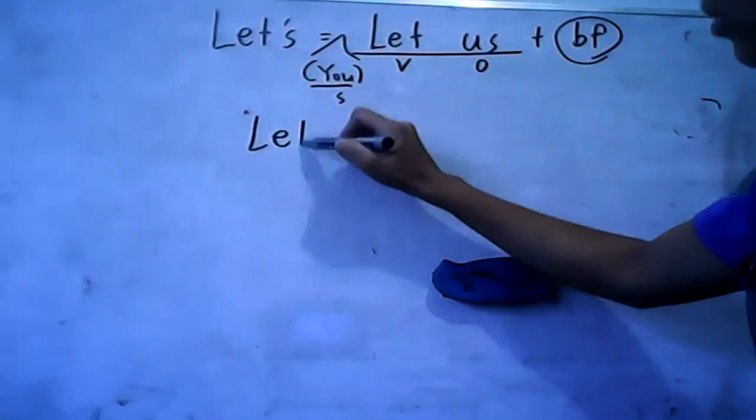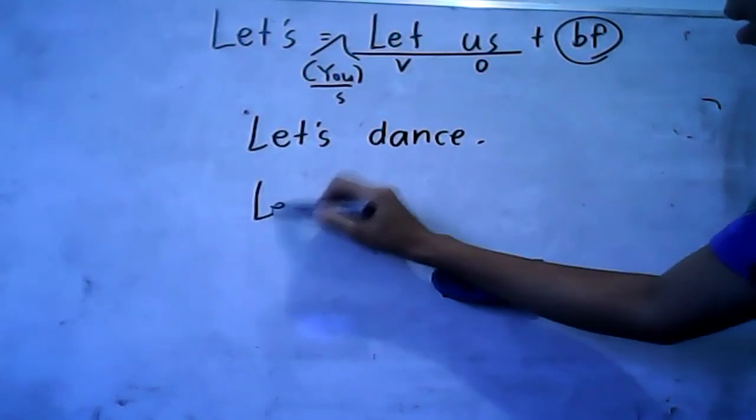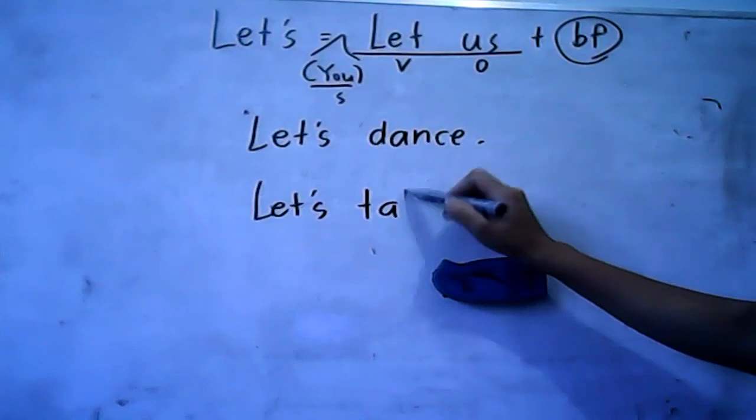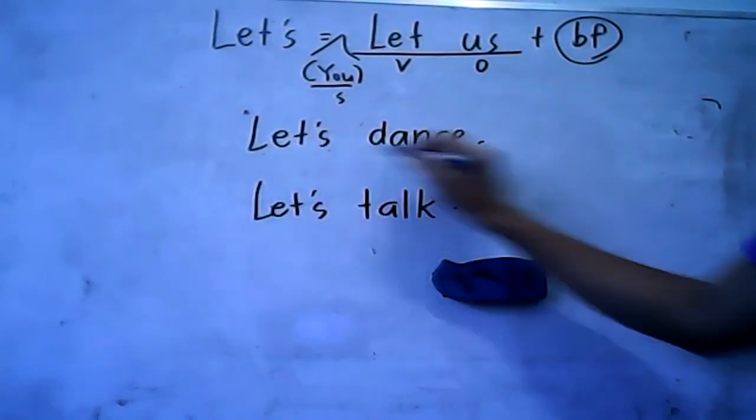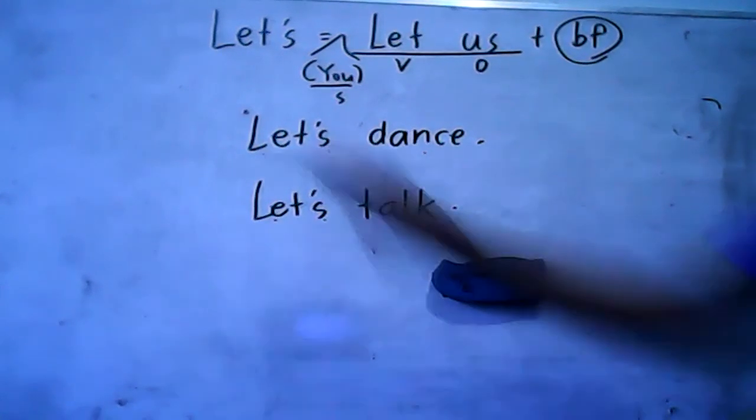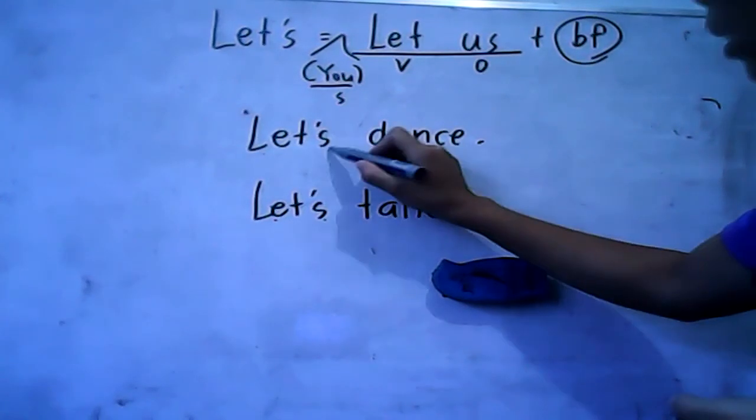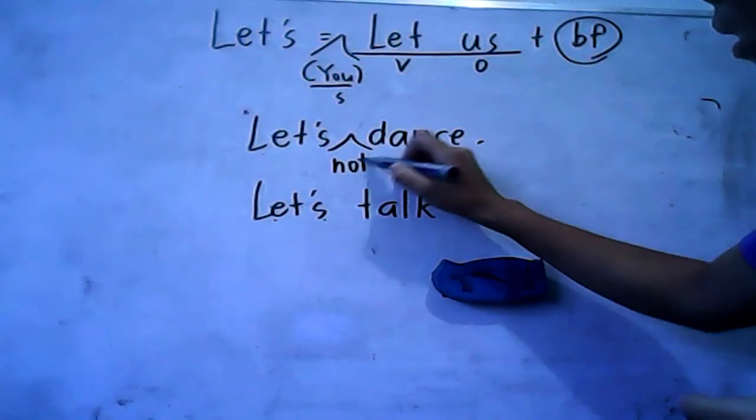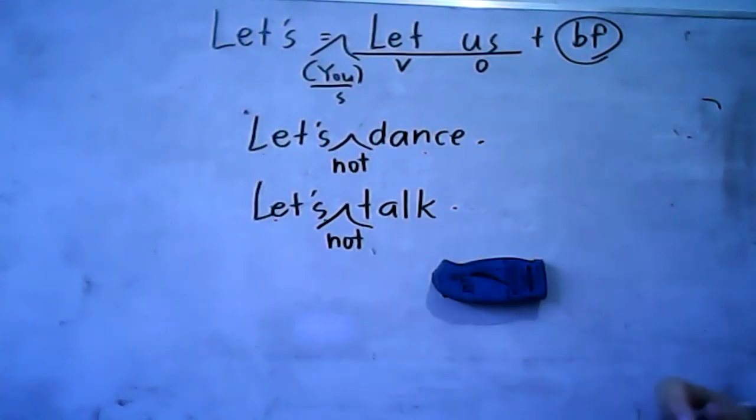So usually you will see, let's dance, let's talk, like this. So use you, let, us, base form. Let us dance, let us talk. Let's dance, let's talk. Now, how do we change this one to negative? We change this to negative by adding not in here. So we say, let's not dance and let's not talk. Okay? Simple.